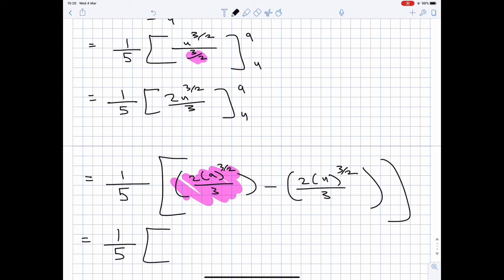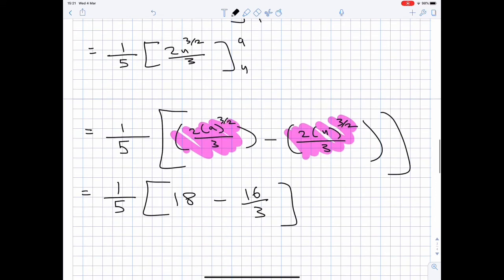Let's see if we do this part here first. I'm going to do this on my calculator now. So I've got 2 times 9 to the power of 3 over 2, divide by 3, and I get 18 here, and we're going to subtract this expression here. So all I'm going to do is leave my answer on the calculator, and I'm going to go back and just change it with 4, and I'll get 16 over 3. And I'm going to subtract this from 18. So you've got 18 minus 16 over 3.